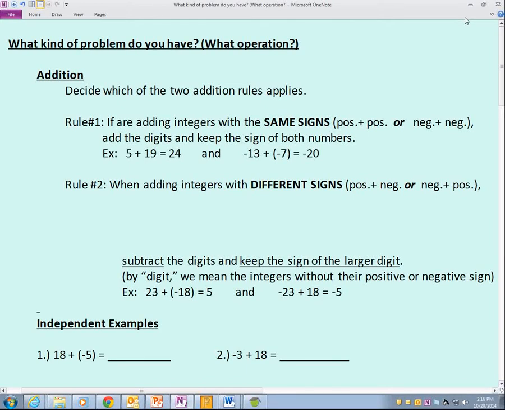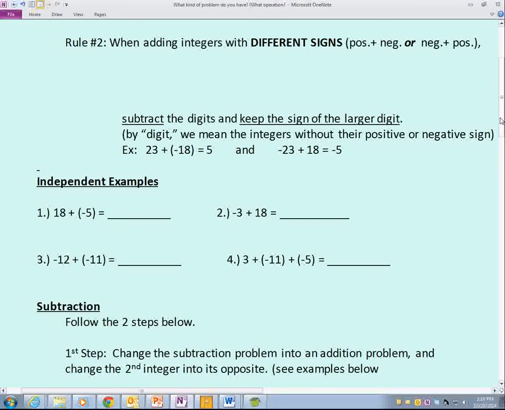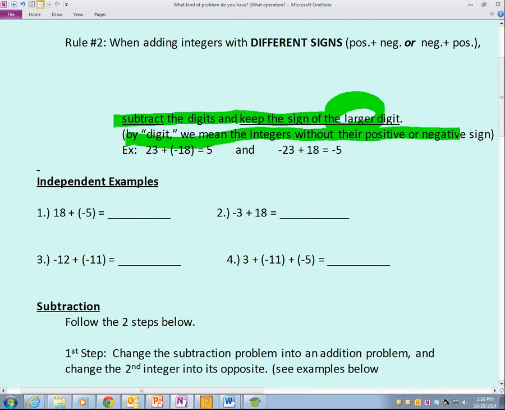When adding integers with different signs, for example, a positive plus a negative or a negative plus a positive, you're going to subtract the digits and keep the sign of the larger digit. In other words, the one with the higher absolute value indicates whether it's going to be on the left of the 0 on the number line or on the right of the 0, or in other words, whether it's going to be positive or negative. And by digit, we mean the integers without their positive or negative sign.